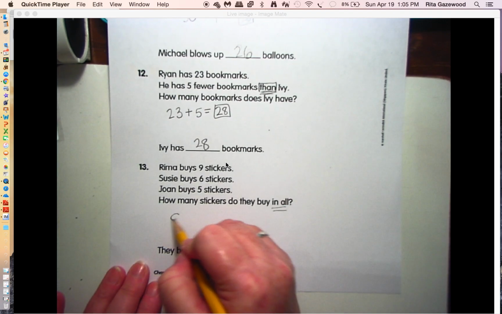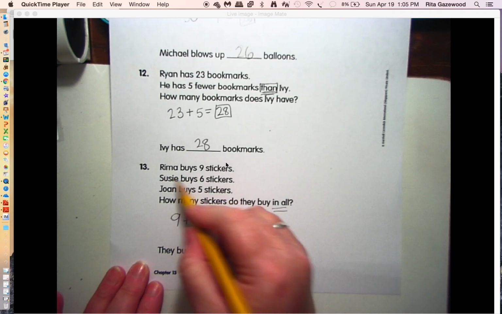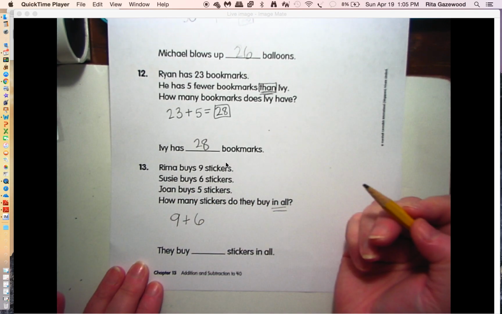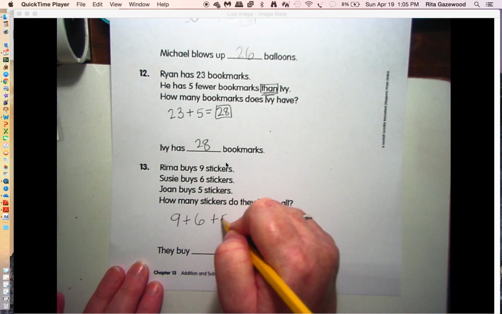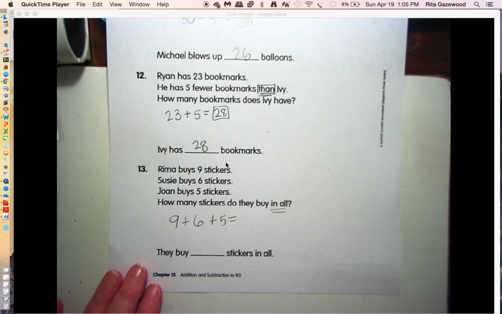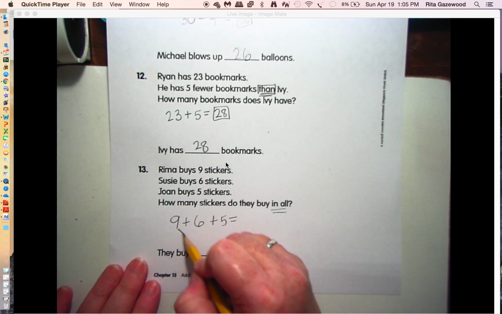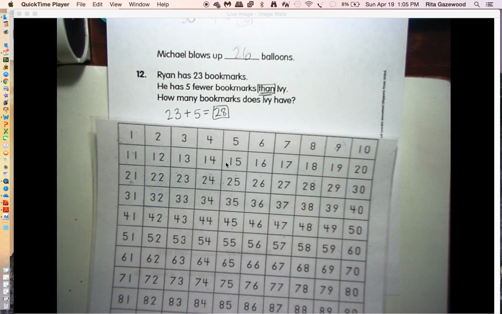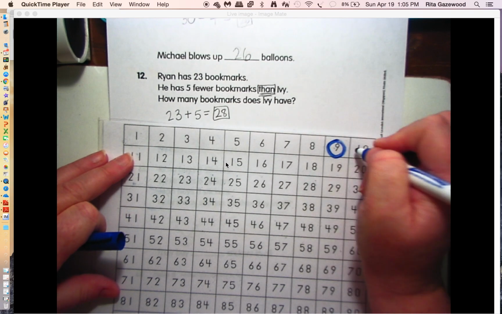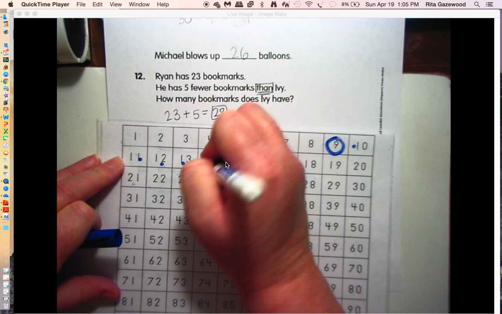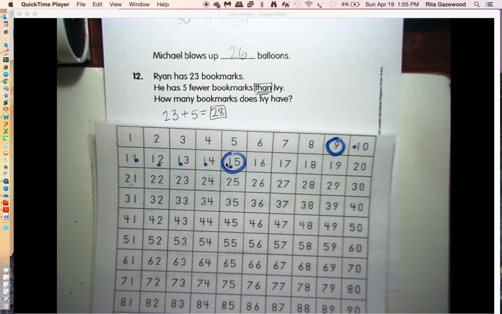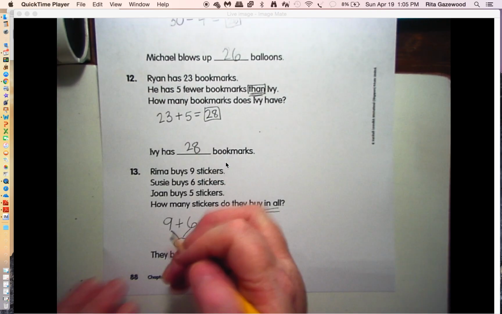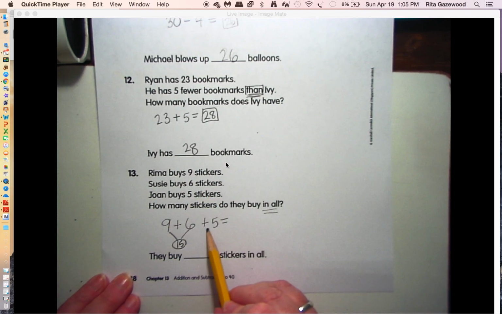So Rima buys 9 plus Susie buys 6 plus Joan buys 5. So I'm going to use the strategy where I combine the first 2 numbers. So let's go with 9 and 6, and we'll use the counting on. So we'll go to 9, and I count up 6. 1, 2, 3, 4, 5, 6. So that makes 15, because 9 plus 6 makes 15, plus 5 more.